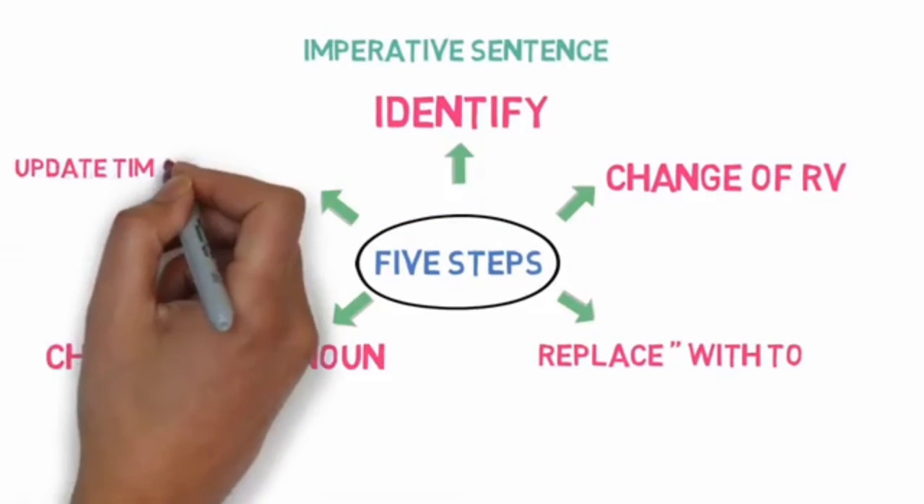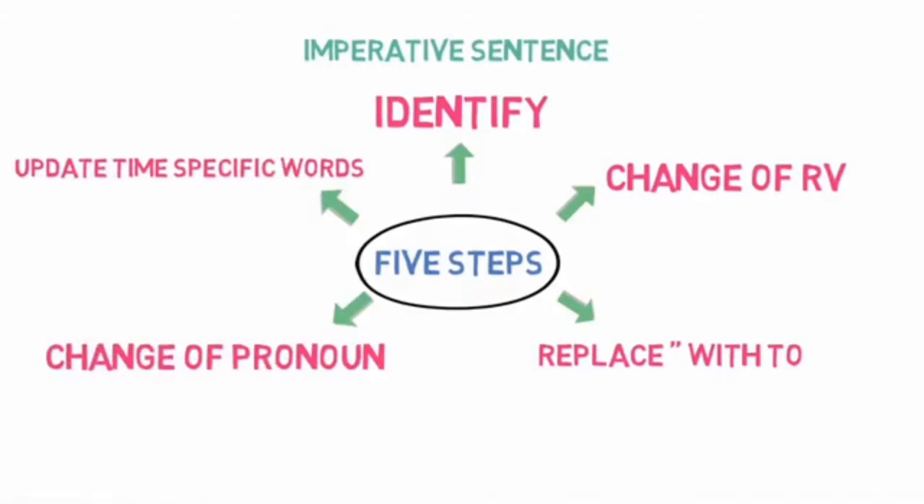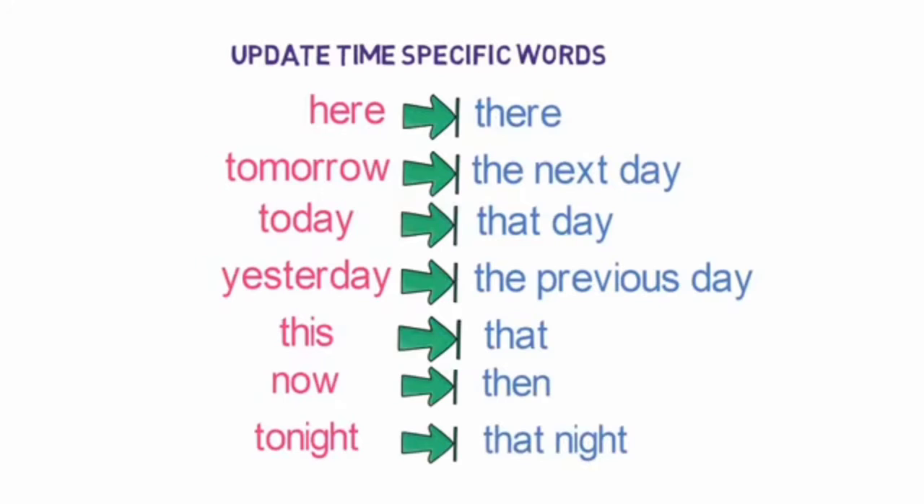Step 5. Change of words denoting time. The time denoting words will change as per this workflow. Here will be converted to there, tomorrow to the next day, today to that day, yesterday to the previous day, this to that, now to then, tonight to that night.